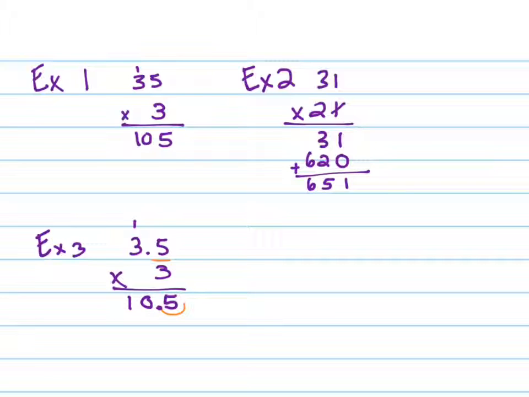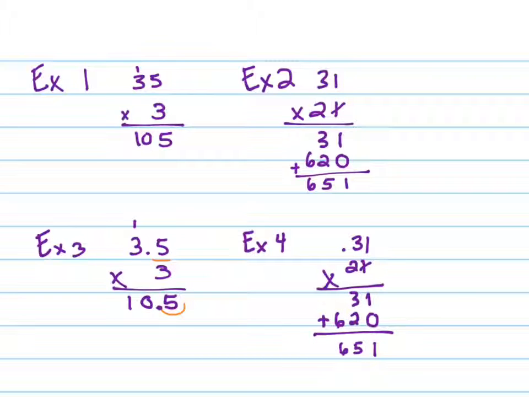Let's also do example 4, doing the same thing, but I'm going to have it as 0.31 times 21. You notice that it's all the same: add a 0, have 651. Now we just count how many numbers are after the decimal, 1, 2, then we move the decimal over from the right 2 spots, so it's 6.51.